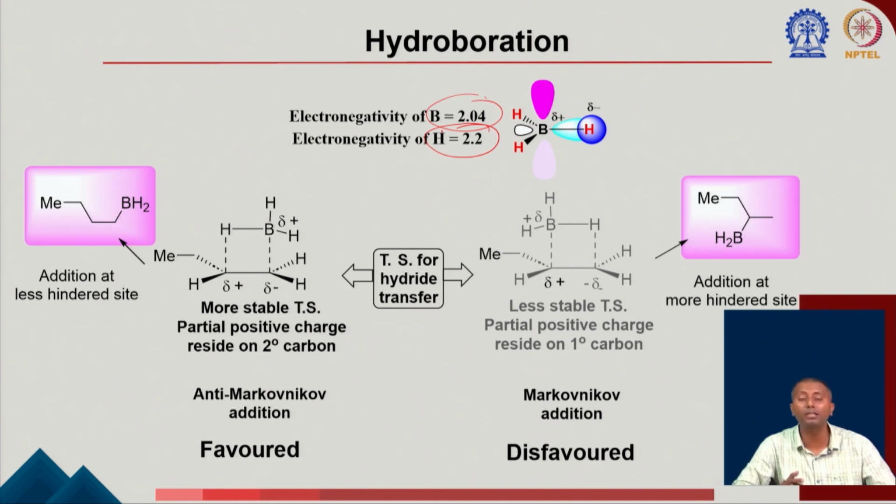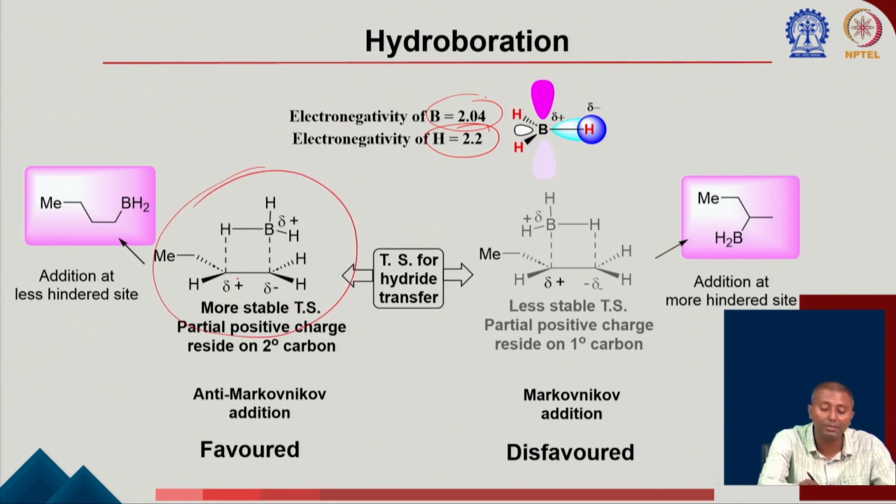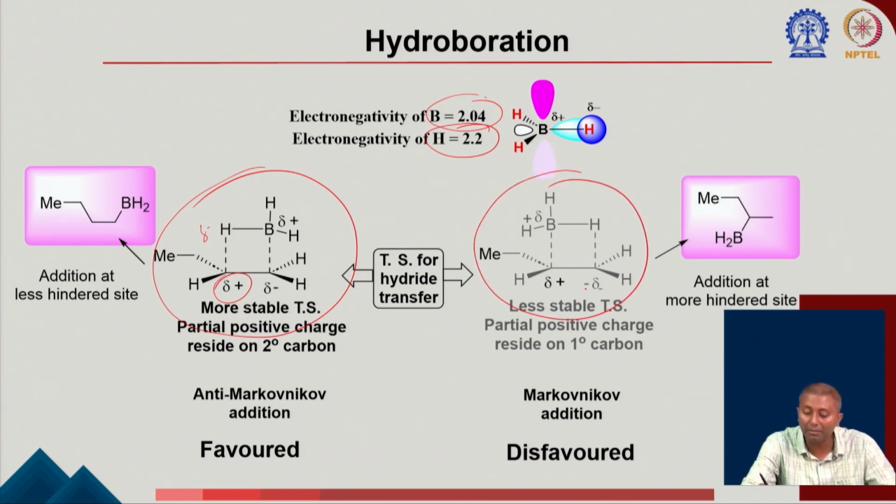But the important question we are trying to answer in this slide is why the boron is adding to the terminal position. That means we are getting an anti-Markovnikov selectivity instead of the Markovnikov selectivity. What is happening here? As I mentioned, the boron has some sort of a delta positive and the hydrogen has some sort of a delta minus. Now if that is approaching the olefin, the hydrogen as a delta minus is going to interact with the carbon which has a delta plus. I think there is an error here; this will be a delta minus and this will be a delta plus.